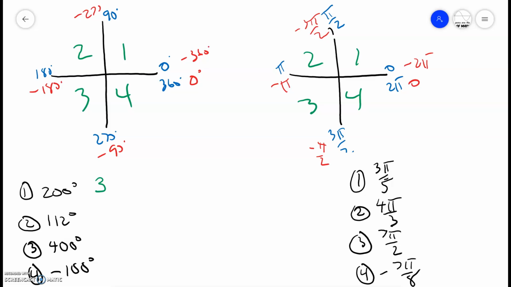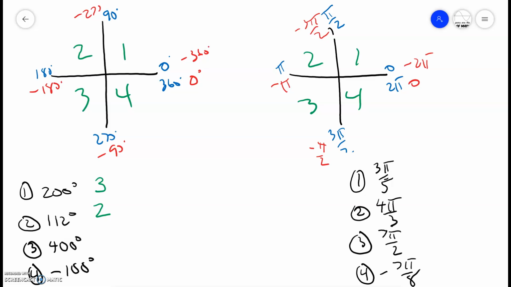Okay, some of these degree ones are pretty easy. 112. Well, 112 is more than 90 but less than 180. So that's in quadrant 2. Right, so those are straightforward, I think, should be pretty easy.